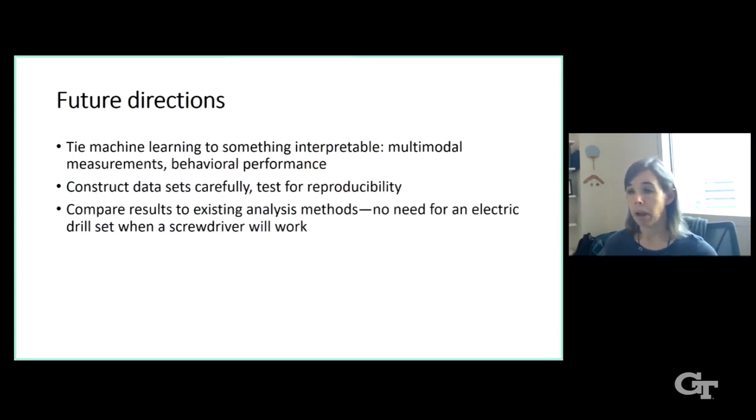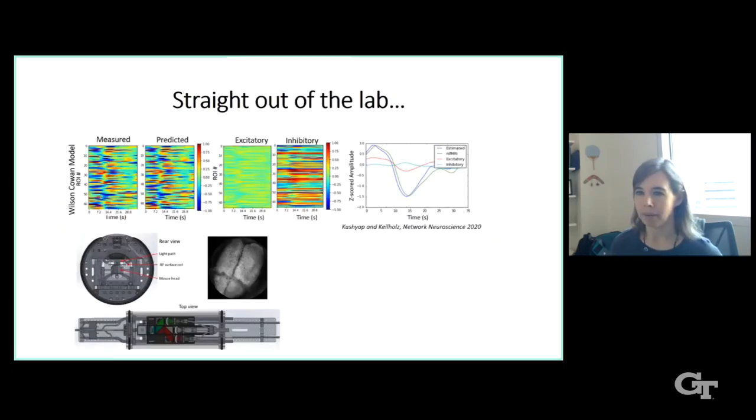So, I think where we need to go with this is really tie this to multimodal methods and behavioral performance. And be careful about looking at reproducibility. And the other thing that I think is worth mentioning is we don't have to do machine learning for everything, even though it's a hot topic and it sounds cool. Sometimes you just need a simple tool, and something like PCA works just fine. Okay, but this is the last slide that I wanted to get to real quick.